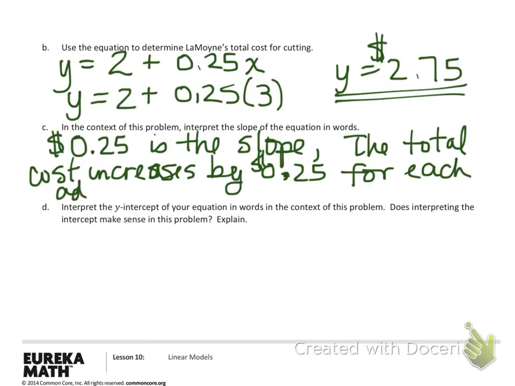And this description works for either of the ways we define the function. Each additional cut increases the total cost by 25 cents. So it's the rate of change, it's the slope. Interpret the y-intercept of your equation in words in the context of this problem. Does interpreting the intercept make sense in this problem?